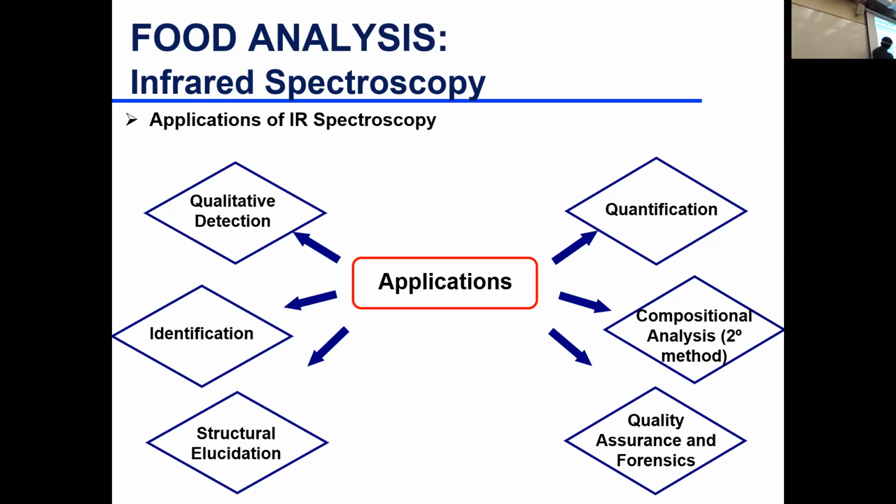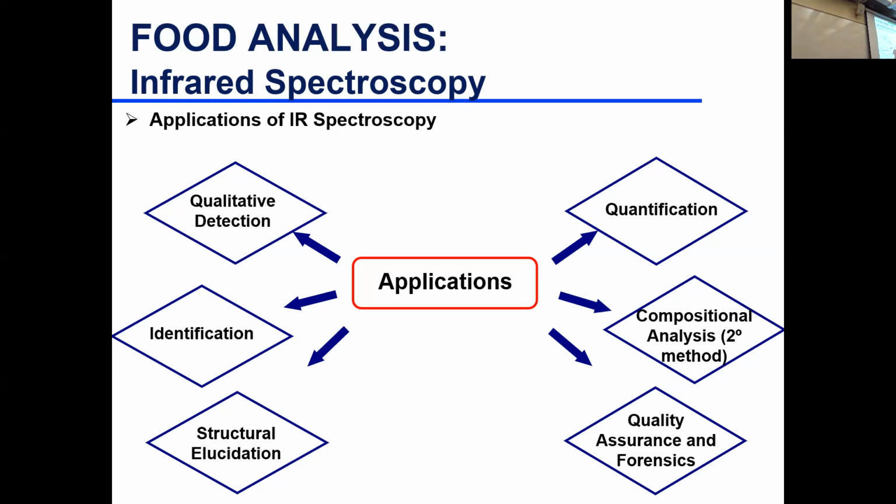Under qualitative detection, we can do identification, presence or absence. For example, I'm going to give you an example later. Detection of melamine, for example, in baby formulas, IR has been used to detect the presence of it. Structure elucidation, we'll talk later about how we can use certain regions in the IR to elucidate the structure. So looking at certain functional groups that absorb IR radiation at specific wavelength or wave number, so we can identify and break down the structure.